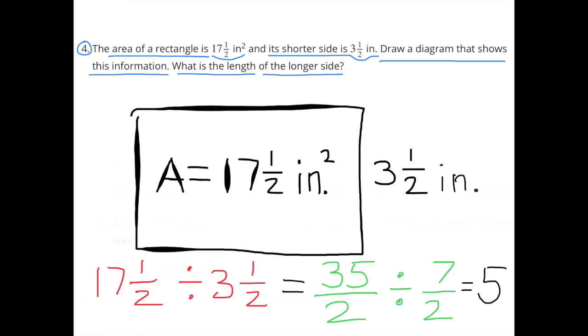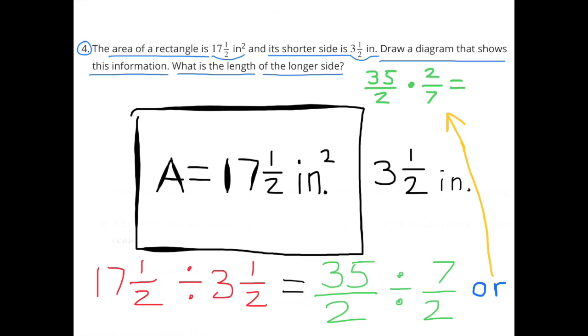17 1/2 divided by 3 1/2 is the same as 35 halves divided by 7 halves, and that equals 5. That was easy to do because the common denominators were the same. Both fractions had a 2 at the bottom, so 35 divided by 7 is 5. Or we could have done 35 halves times 2 over 7, which is also equal to 5. The longer side length is 5 inches.